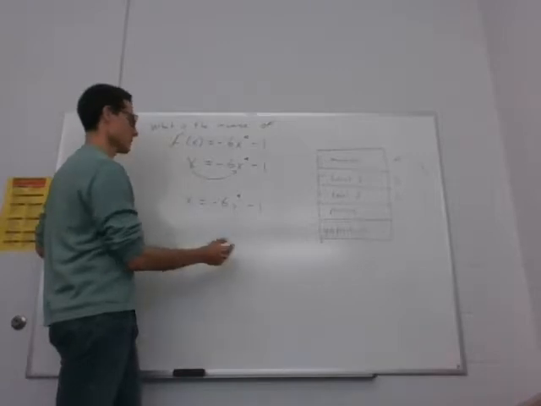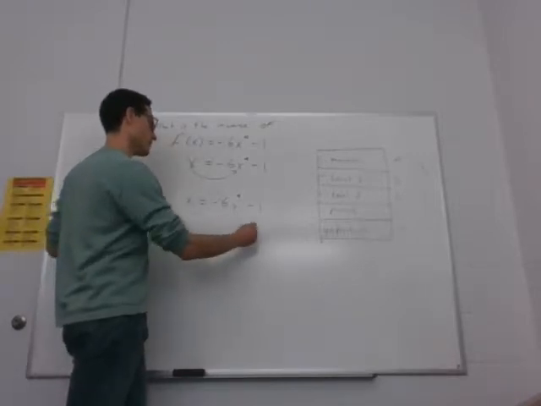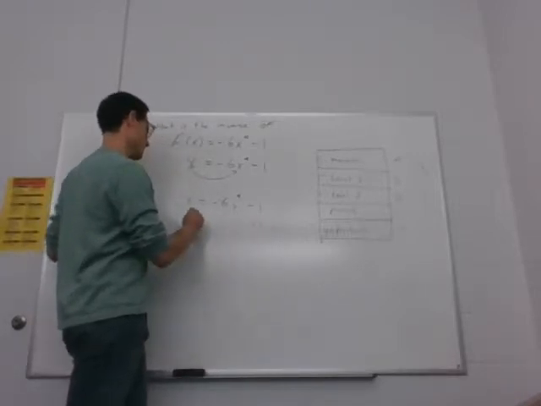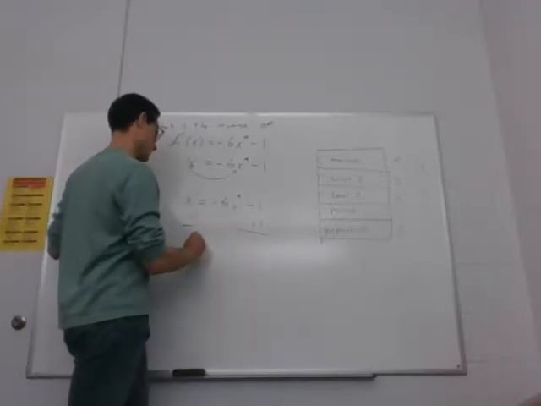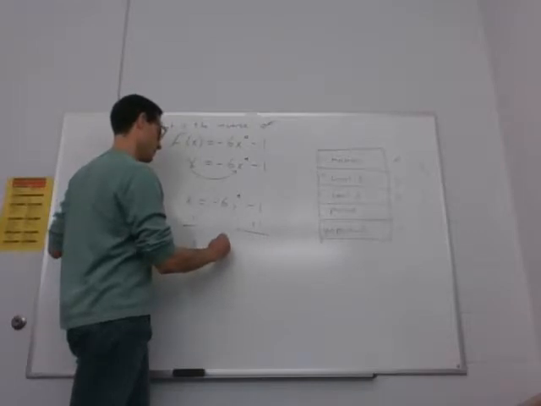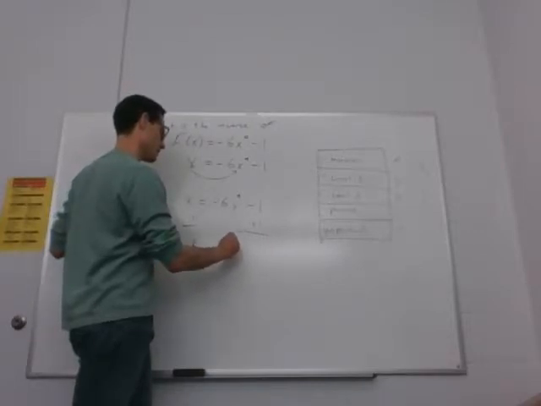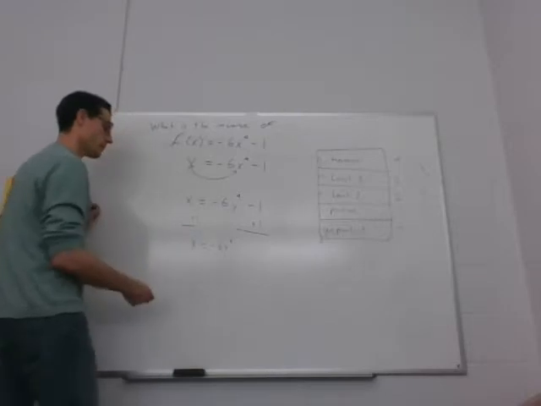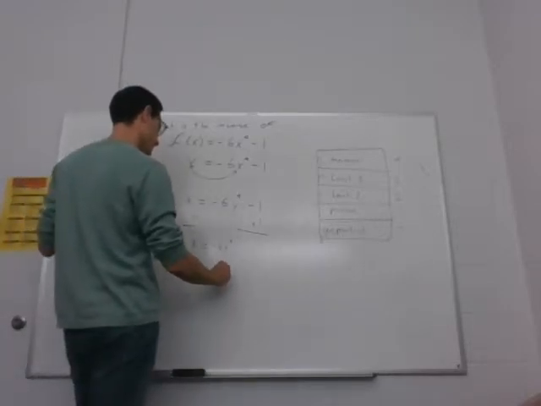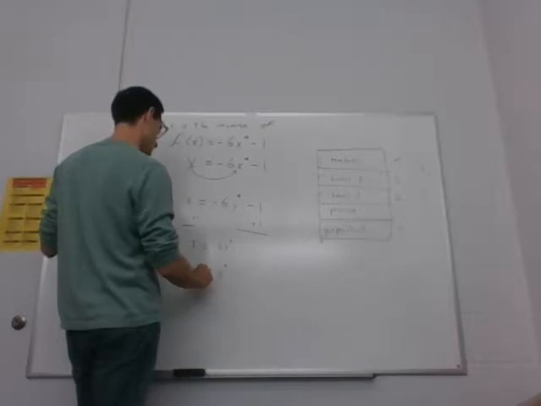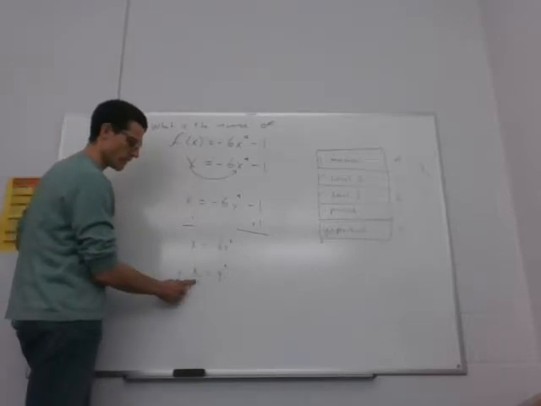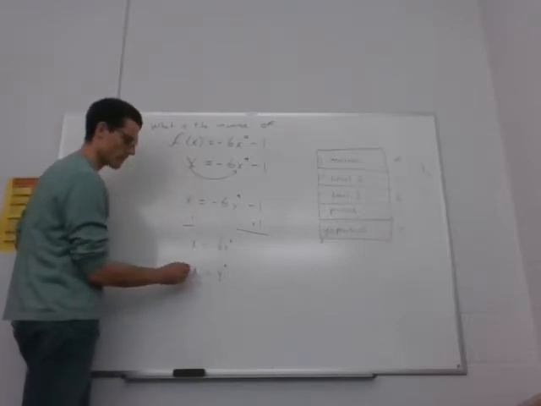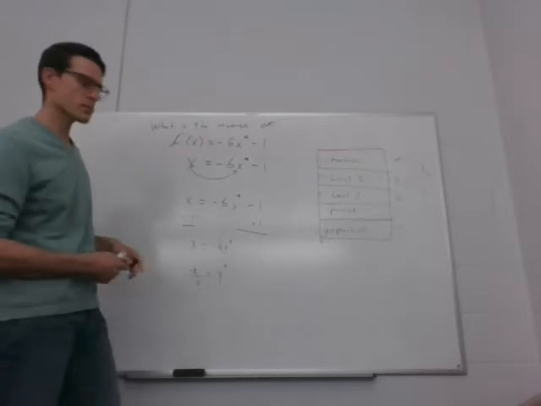Okay. So let's see. The first thing I would do is add 1 to both sides. So x is equal to negative 6y to the fourth. And then I divide both sides by negative 6. So y to the fourth is equal to x divided by negative 6. Now I'm just going to float this negative up into the top of the fraction. We always have that option. It just looks a little better.